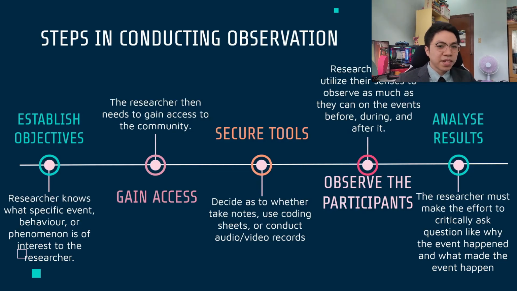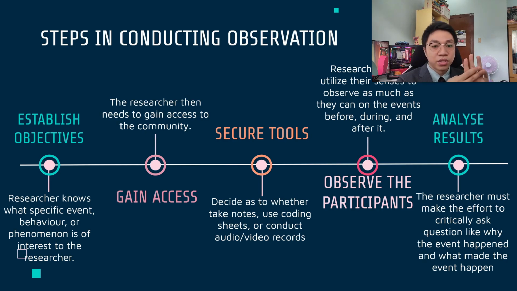So, what are some steps in conducting observation? First is establish your objectives. The researcher knows the specific event, the specific behavior, or even the specific phenomenon that is of interest to the researcher. Second is to gain access. The researcher needs to gain access to the community so that the community themselves are comfortable with the researcher, and having access as well offers the researcher different situations to observe the issue that they wish to address.